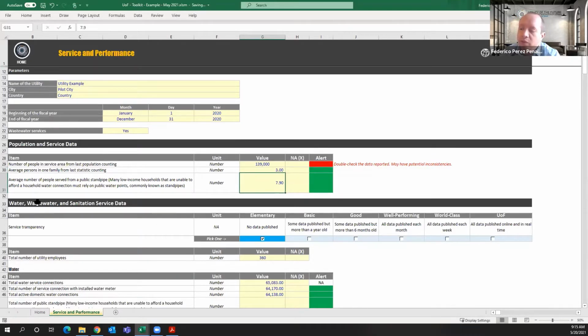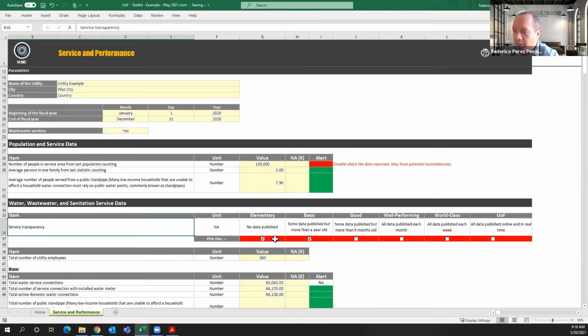Then we ask here for some information related with practices as well. This one, for example, is related with transparency. And you will have a selection of different practices from elementary to utility of the future level. You have to pick just one here. For example, for service transparency, if you have no data published, or if you have all your data published every 6 months, every month, etc. The tool will also help you with the selection process. For example, if you click two options here, this will be in red. That means that you have to choose just one. And this will be used for the performance evaluation.